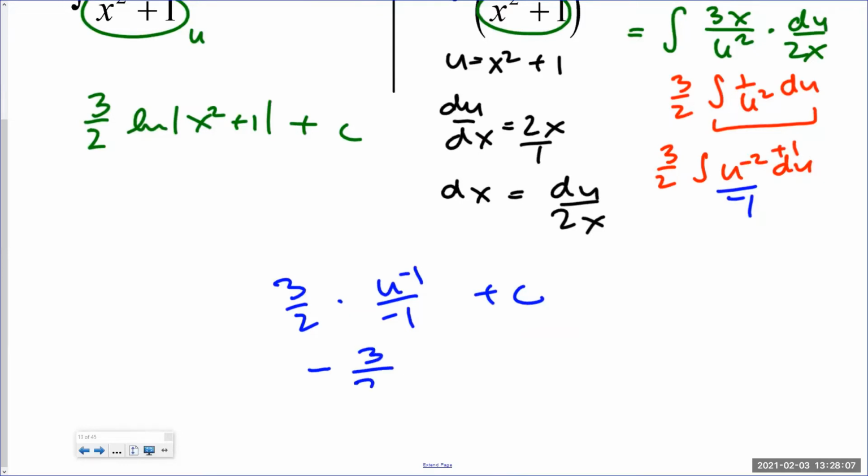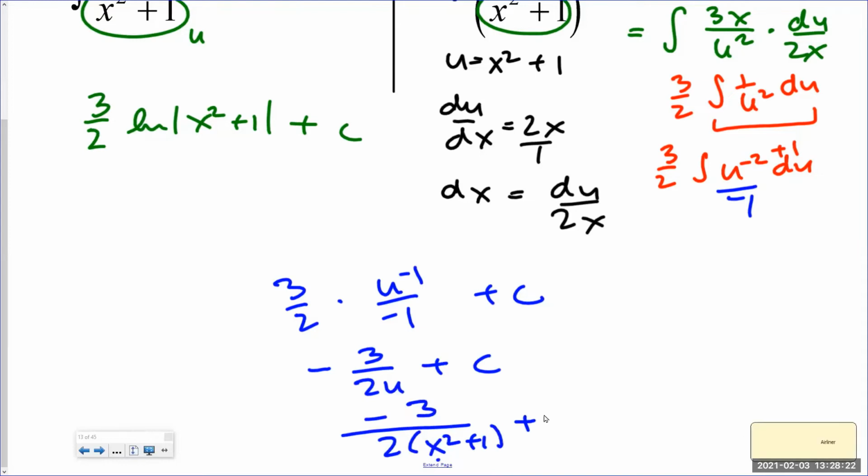This is ugly, but it's -3/2 over u, right? If you move this around properly, this is what you get. And that is a great answer. Of course, it is the wrong answer. What's my u equal to? X squared plus 1, right? And so there I am. That is the right answer. And of course, if you wanted your u up with a -1 power, that's fine. More power to you. All puns in this class are intended.